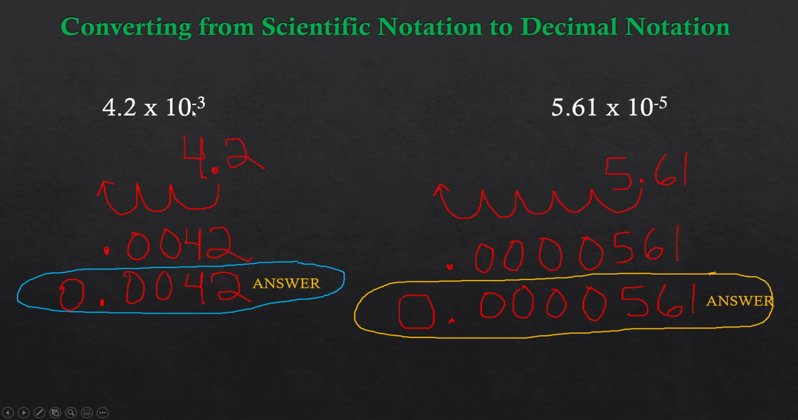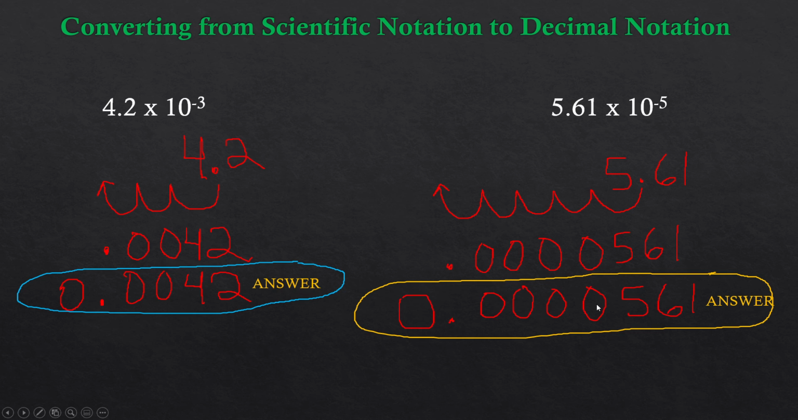Okay, so my exponent is telling me to move the decimal 3 times to the left side. So therefore, my final answer needs to be 0.0042. Over here, my exponent is telling me to move the decimal 5 times to the left side. So therefore, this is my final answer. Keep in mind that leading zeros do not count as significant figures. Everything that you see right here are considered leading zeros. Even if there's a decimal present, they do not count as significant figures.